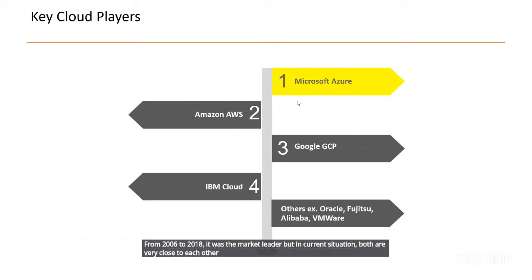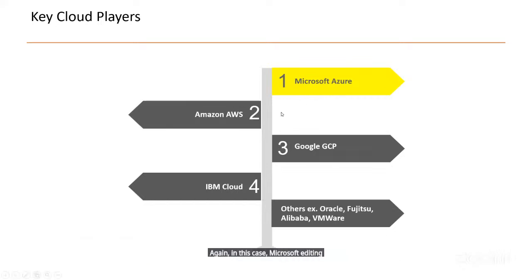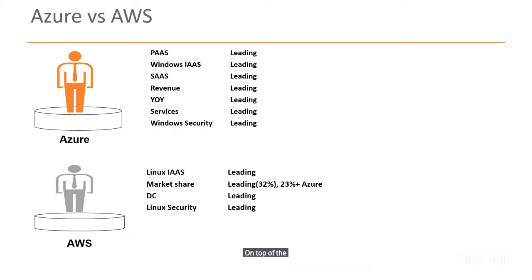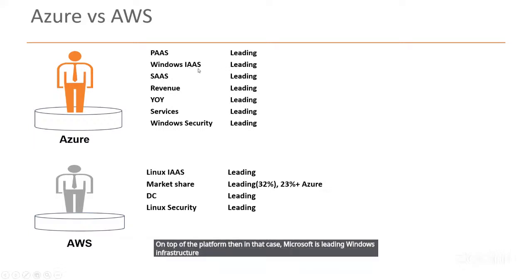If I'm talking about charges, you have to pay a little less in Microsoft Azure cloud computing. For the number of services offered, again, Microsoft is leading. So guys, there are some areas where Microsoft is leading, and in other areas, AWS is leading. For example, if I compare Microsoft Azure and AWS, PaaS capability wise, if you're planning to provide your solution on top of the platform, then Microsoft is leading. Windows infrastructure wise, Windows is Microsoft's own product, so in this area also, Microsoft is leading. SaaS services wise, Microsoft is leading.